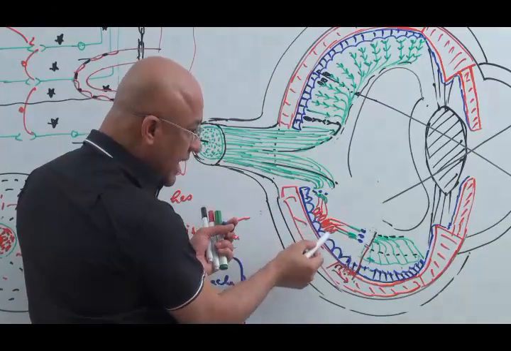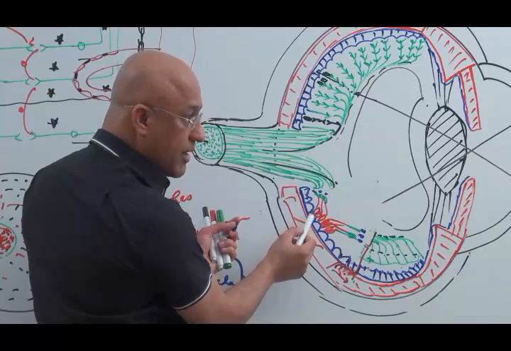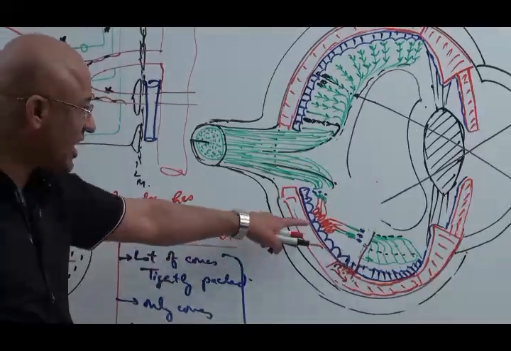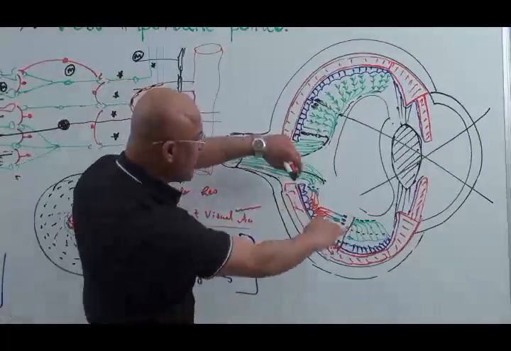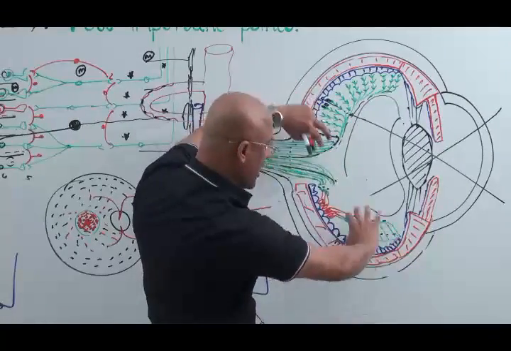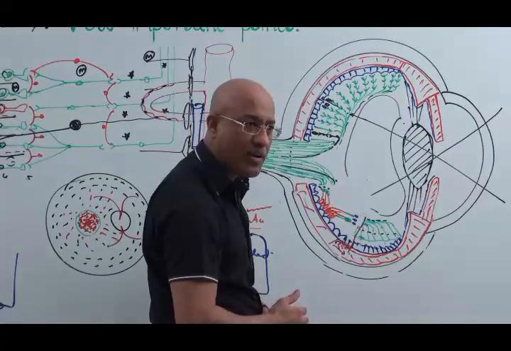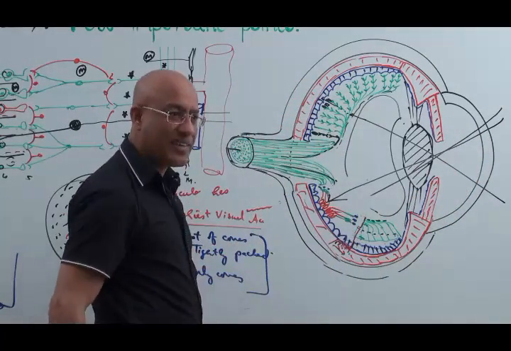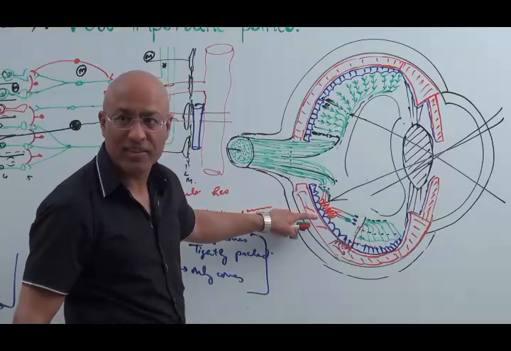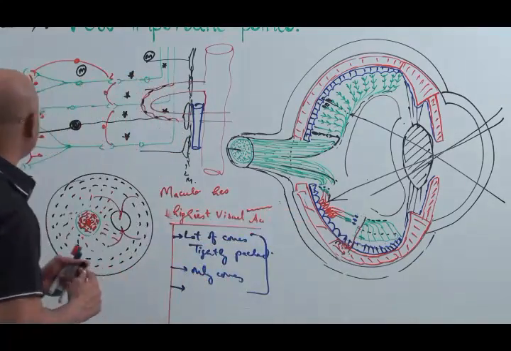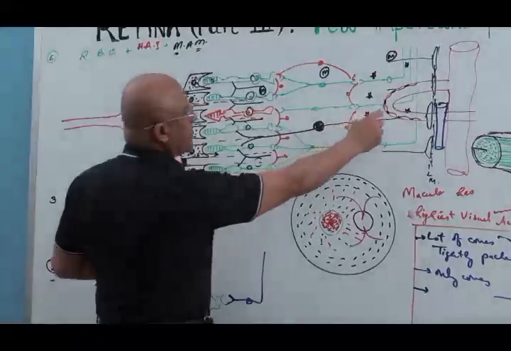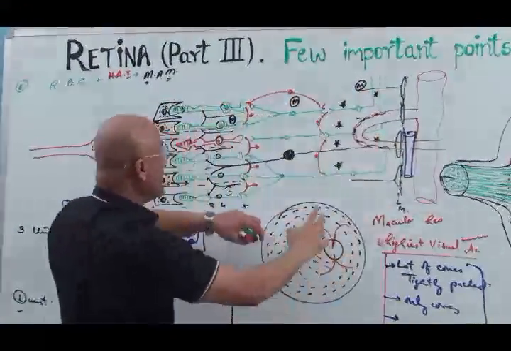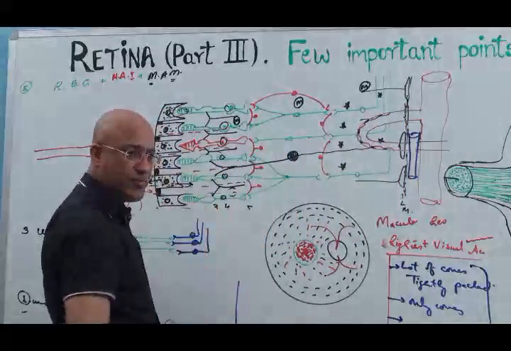So actually here the classical 10 layers of the retina are not present. The inner 5 layers are displaced outward. Why? So that light can directly hit the cones. That is the only point in the retina where the inner layers are pulled aside, so light can directly fall on the cone.